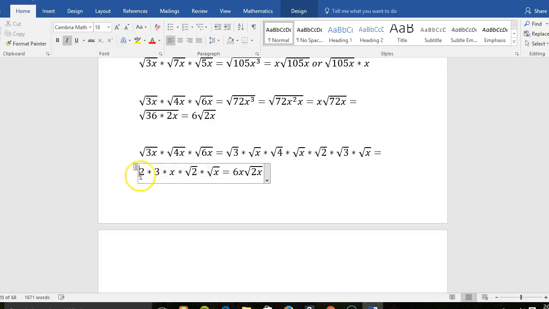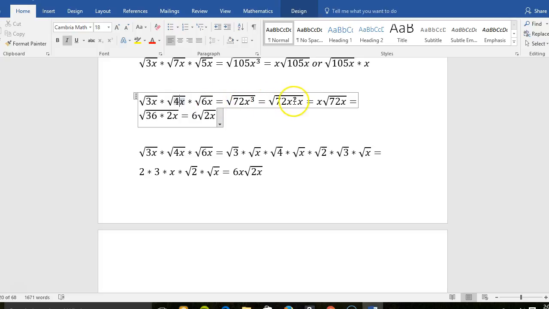So what we've got, now 2 times 3 times x is 6x. Radical 2 times radical x is radical 2x. There's a bunch of ways you can do this. There's several different combos. Let me go back up here and show you a more economical approach. What I did here is correct, but perhaps not the most economical approach.